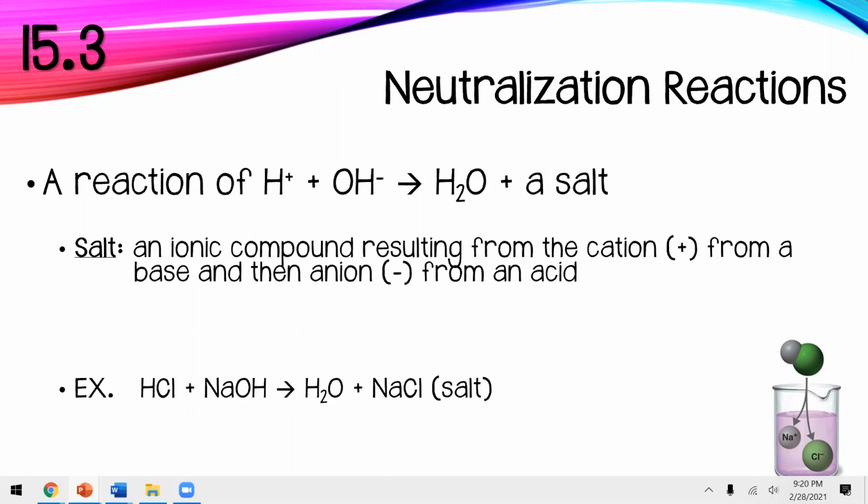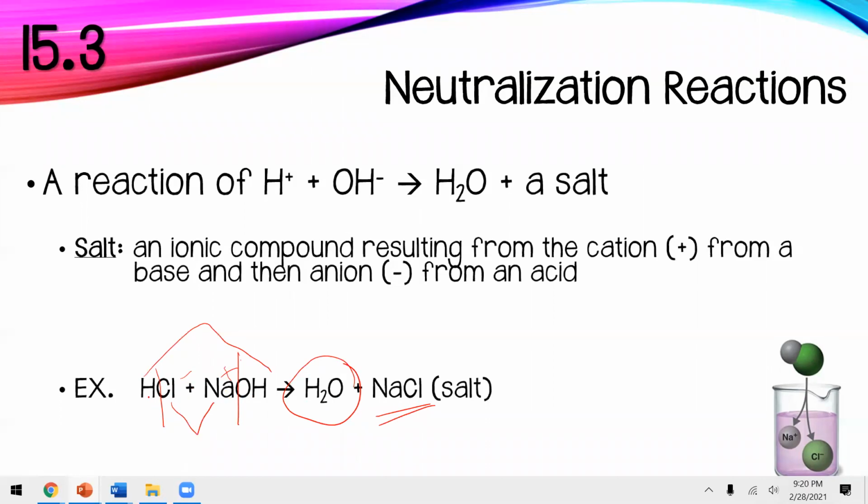So just so you understand, once again, we're going to put both of these into solution. They ionize. They break apart. The H joins with the OH. That's how we get water. The Cl from the acid becomes an anion. The metal from the base becomes a cation. Opposites attract, and you get NaCl. The metal always comes first, followed by the nonmetal.